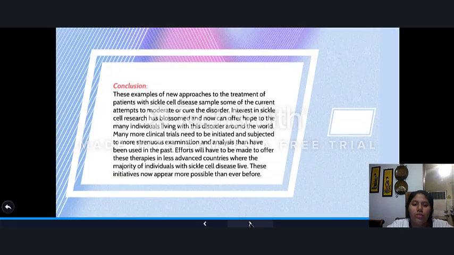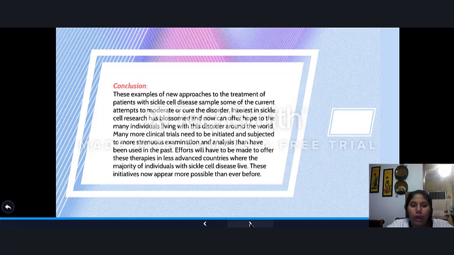In conclusion, this example of a novel approach to the treatment of patients with sickle cell disease samples some of the current attempts to moderate or cure the disorder. Interest in sickle cell research has blossomed and now can offer hope to the many individuals living with the disorder around the world.